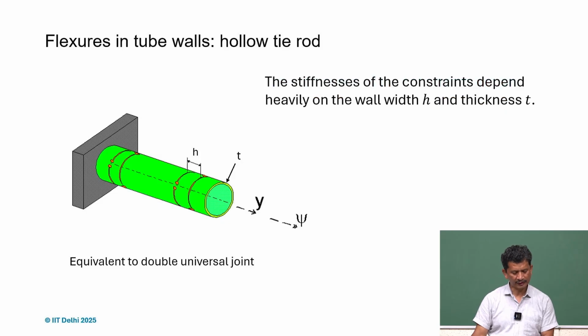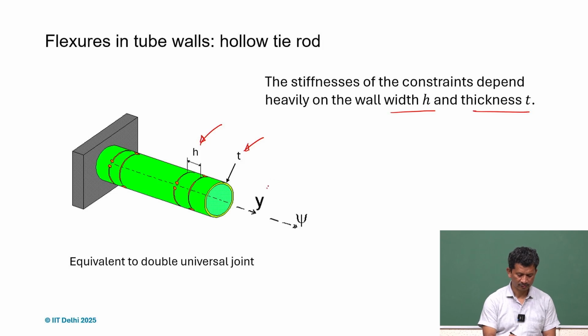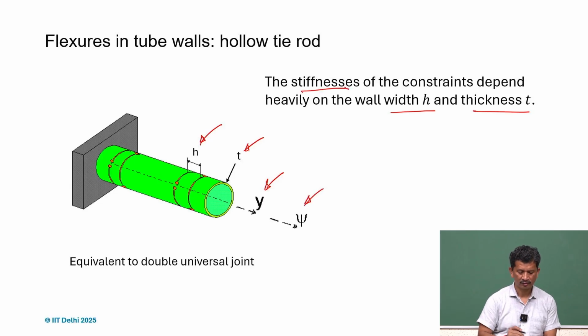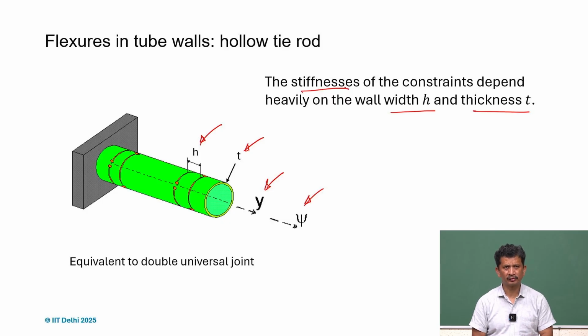What we also realize is that these two parameters, h and t, are very important, and the stiffness in the constrained directions, y and psi, depends on these two parameters. So depending on how we choose these parameters, the thickness and the value of h, we can get different degrees of freedom and constraints.